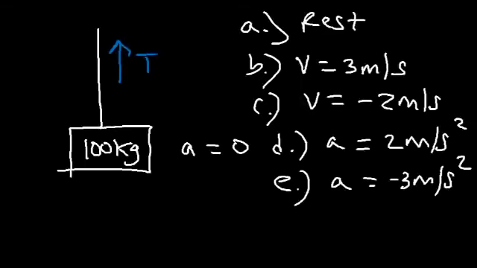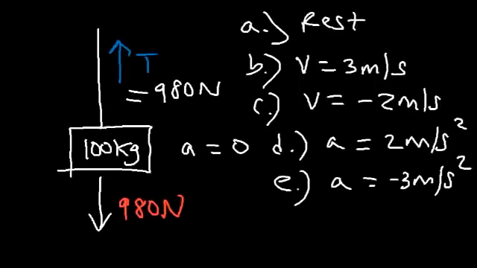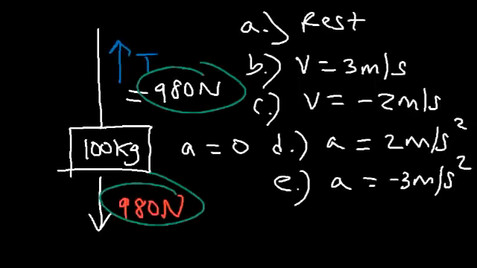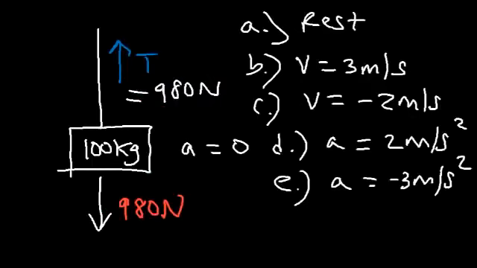Let's begin by calculating the weight force. The weight force, which is mg, is 100 times 9.8. So the weight force is 980 newtons. In part A, for the object to remain at rest, the acceleration has to be 0, which means the tension force must be strong enough to support the weight of the object. So for part A, the tension force is 980 newtons. That makes sense, right? These two have to be equal and opposite in direction if the object is going to remain at rest.